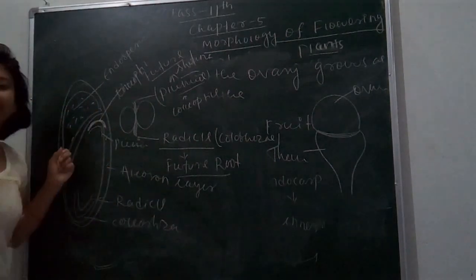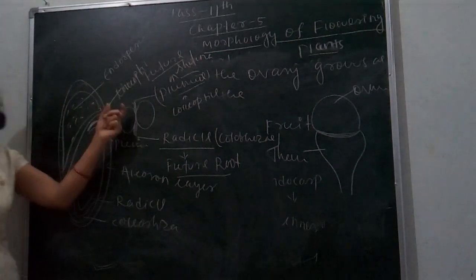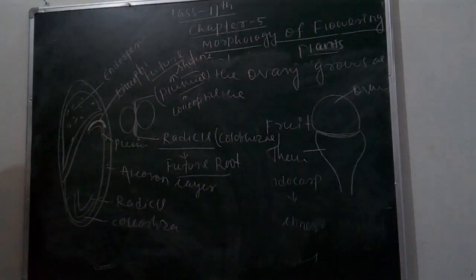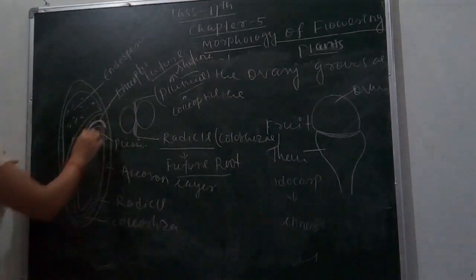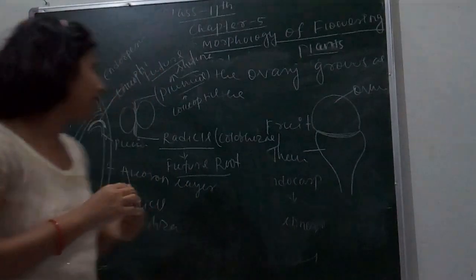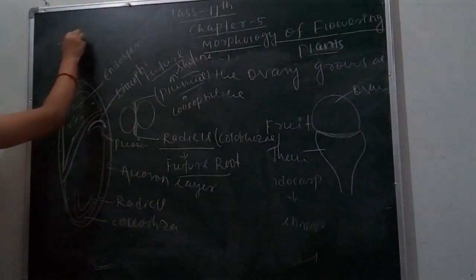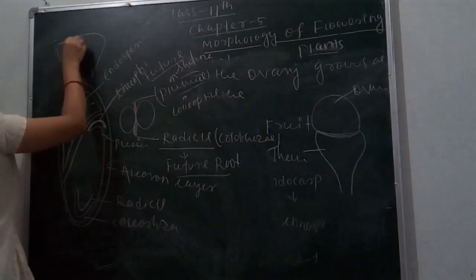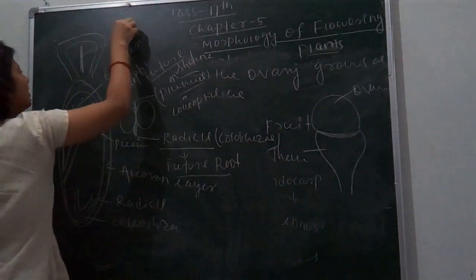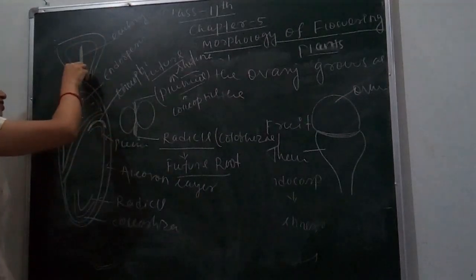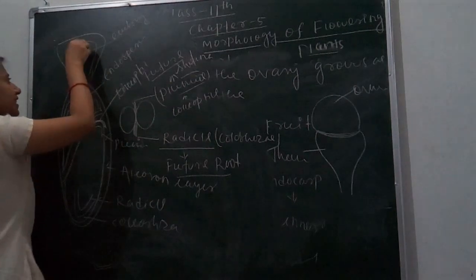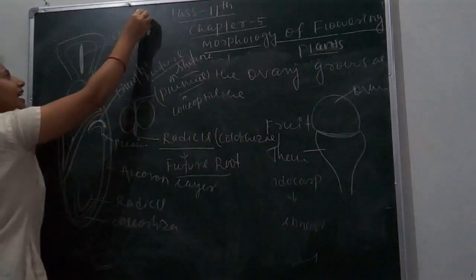Clear? So next we can see that the seed contains the embryo which further develops into a plant. If I show you a maize seed, you can see this is the embryo. The narrow stretch inside the seed is called the embryo, and this will grow as a whole new plant. So this is all about your seed.